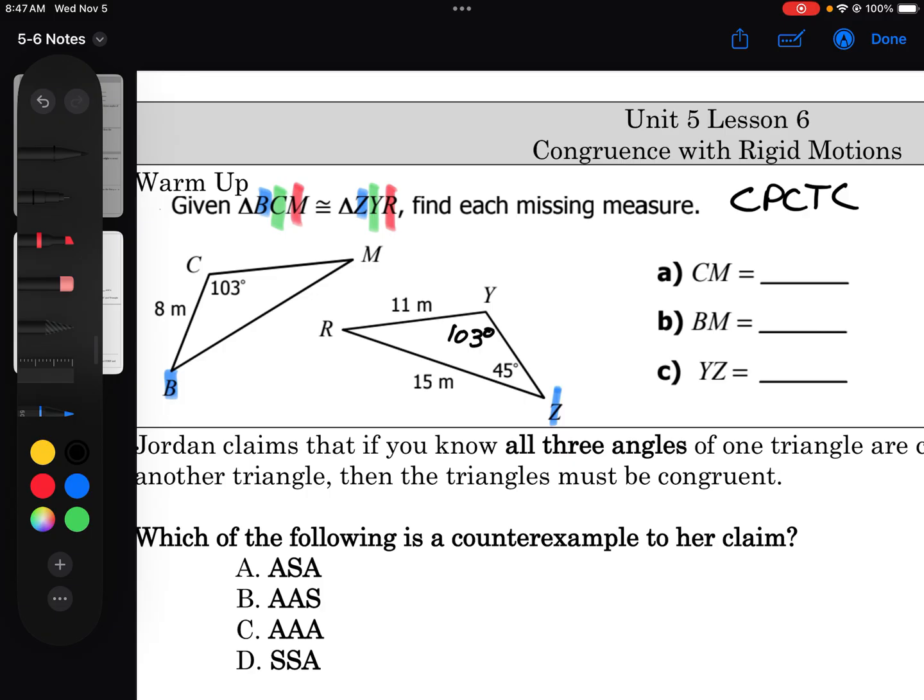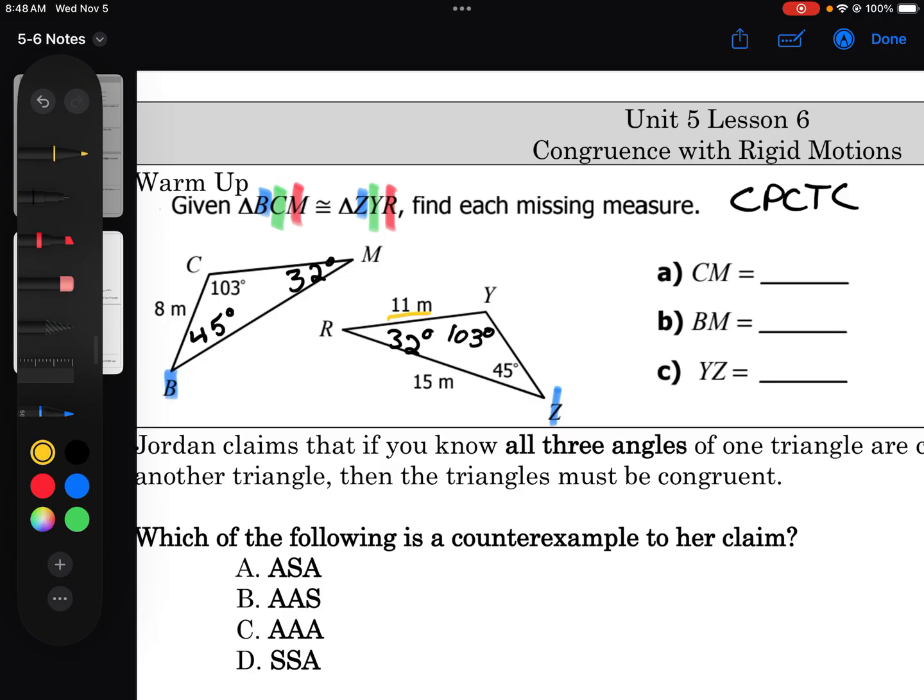And then we also know that triangles sum to 180 degrees. So in this triangle here, since we have the two angles, we're going to take 180 minus 103 minus 45, and that's going to give us the missing angle measure here, which is 32 degrees, okay? We know R corresponds with M, so I'm going to write that there. We also know that Z corresponds with B, so I'm going to write this here.